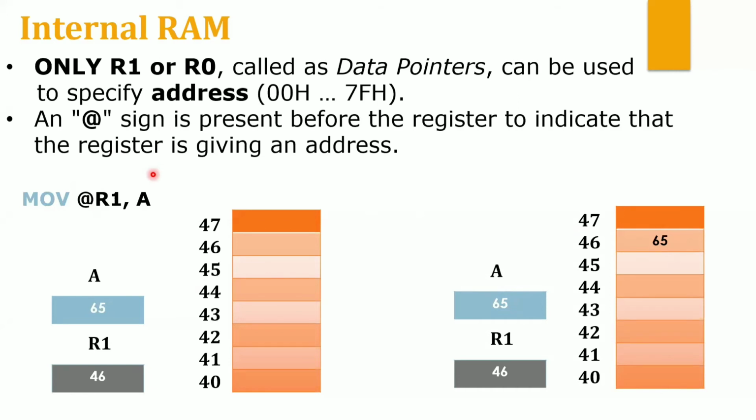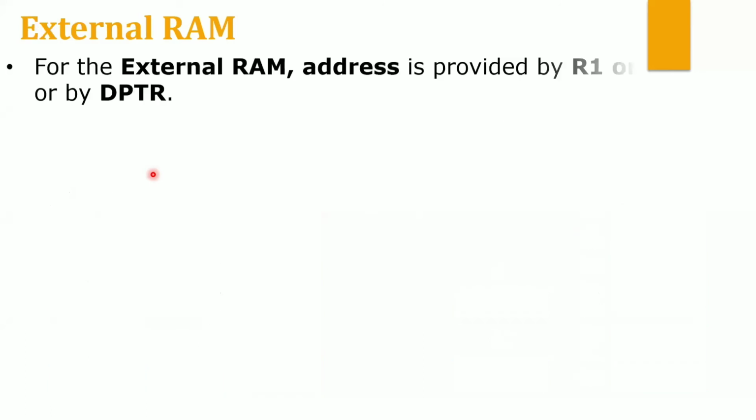Okay. Now coming to the external RAM, I told you in indirect addressing mode we can access both internal RAM as well as external RAM. Now we have seen the internal RAM and we will see the external RAM. What is the size of the external RAM? 16-bit addresses. That means we need to use 16-bit registers. So the 16-bit register to store the external RAM address is DPTR.